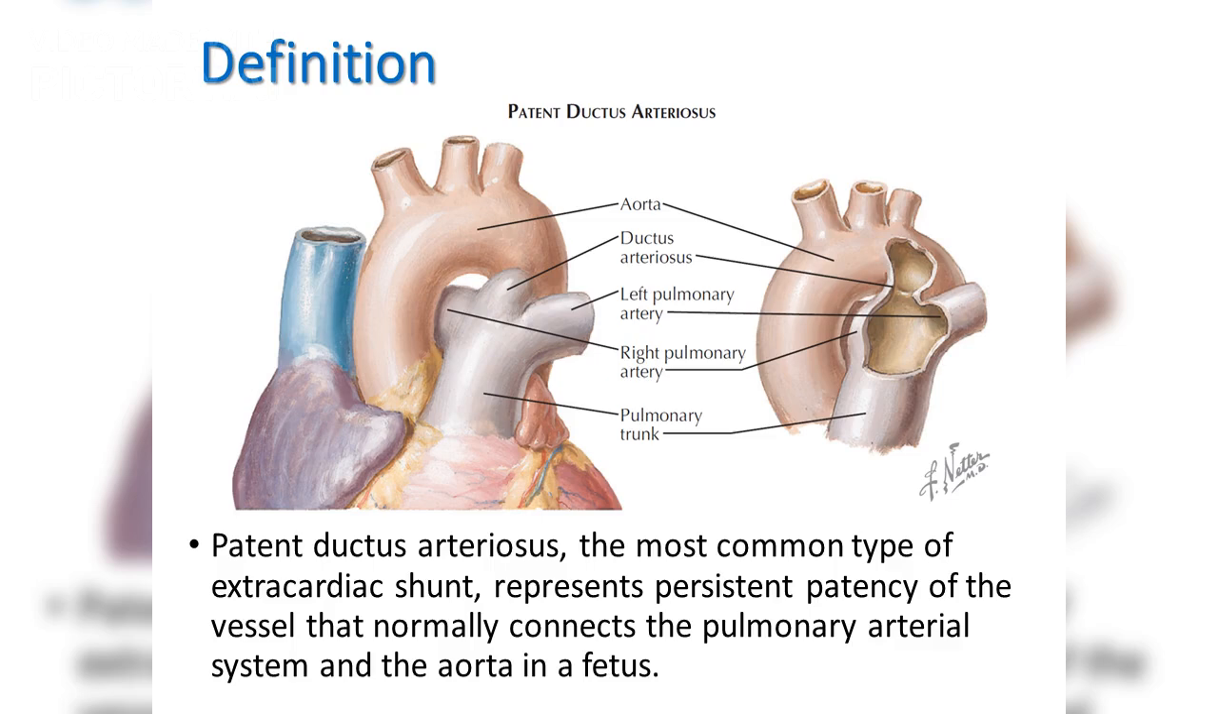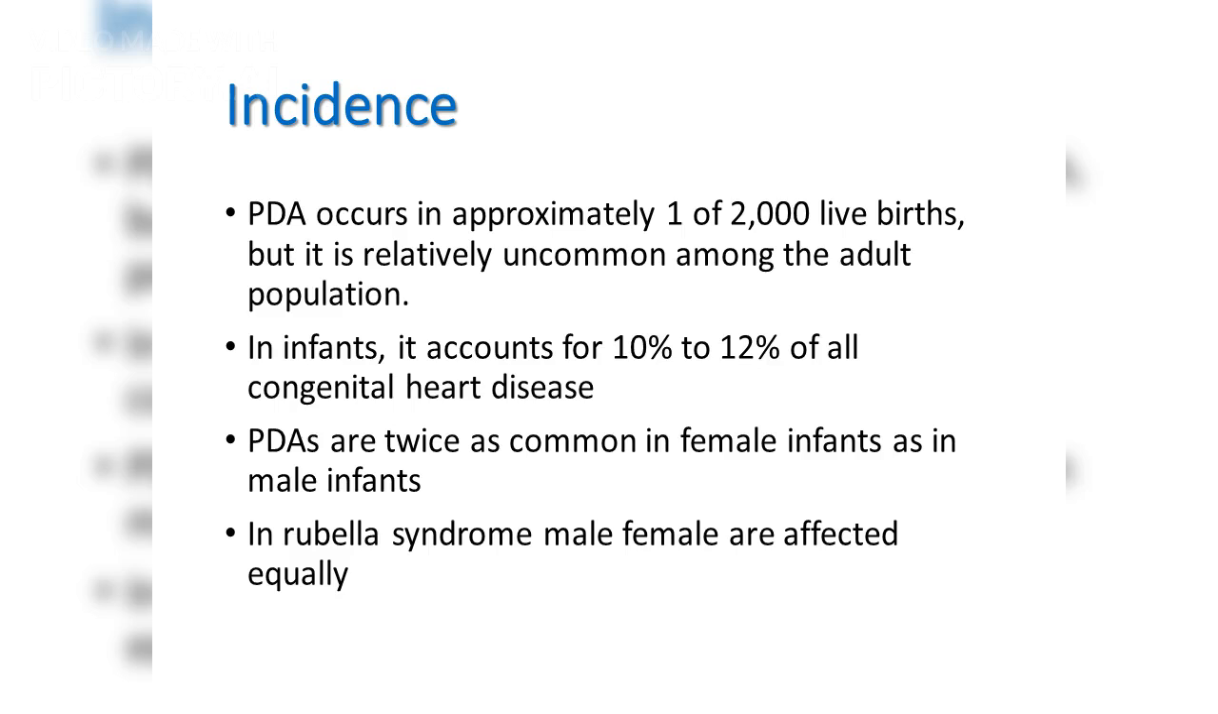Patent ductus arteriosus is a common extracardiac shunt where the vessel connecting the pulmonary arterial system and the aorta remains open after birth. PDA occurs in about 1 in 2,000 live births and is more common in female infants. It accounts for 10% to 12% of all congenital heart diseases in infants.